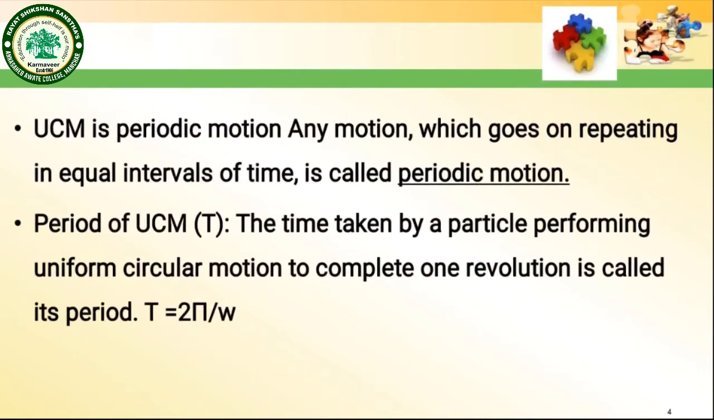Uniform circular motion is periodic motion. Any motion which goes on repeating in equal intervals of time is called periodic motion. If we want to calculate the period of uniform circular motion, then we have to measure the time to complete one revolution, which can be calculated by using capital T is equal to 2 pi upon omega.